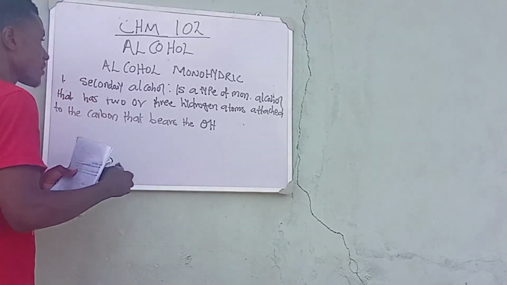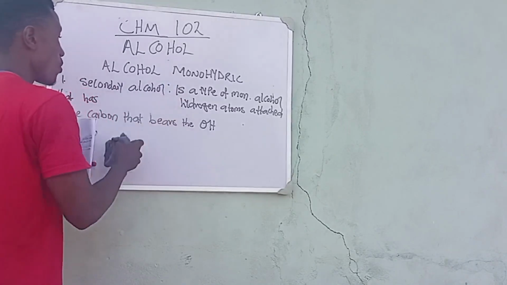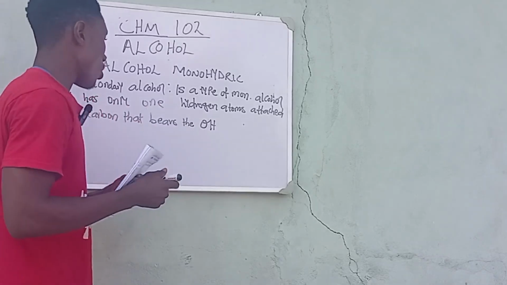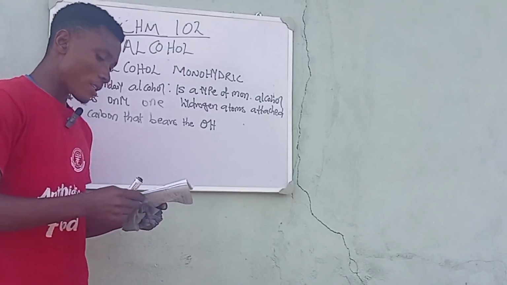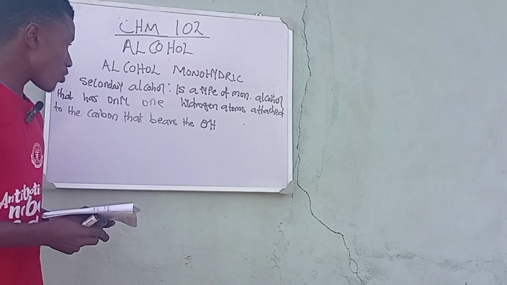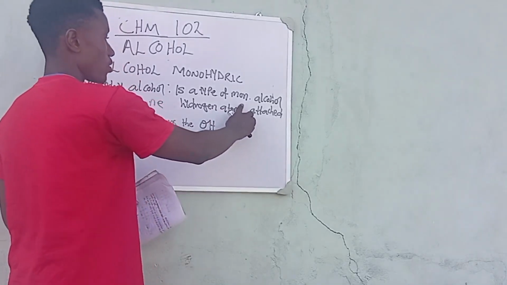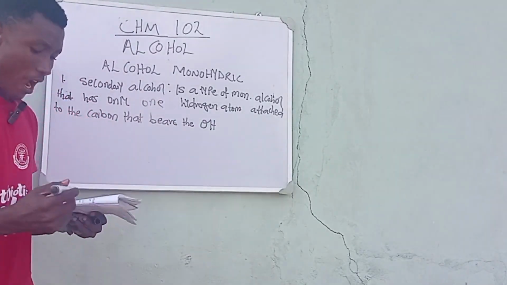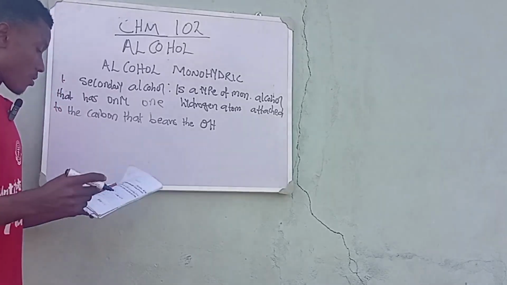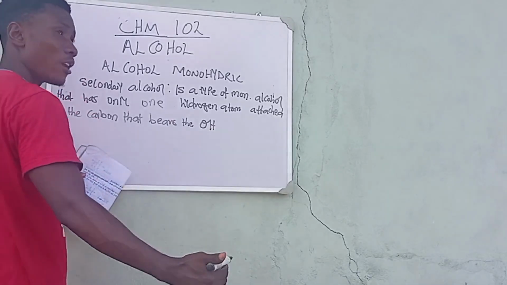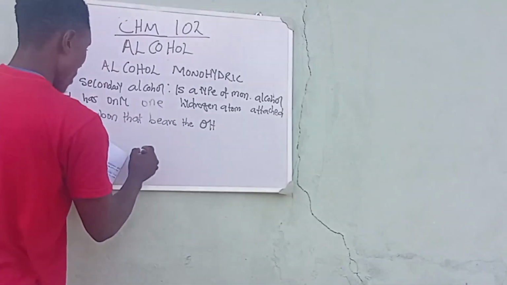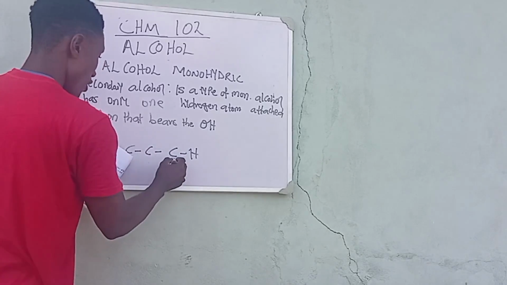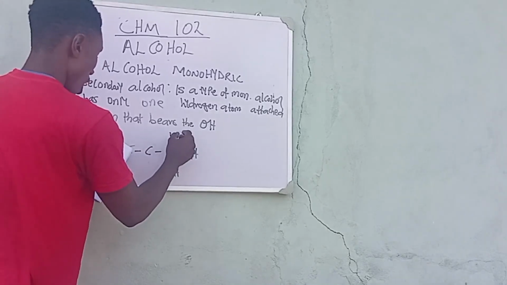So we are going to clean the 2 or 3. We are going to say that it has only 1 hydrogen atom attached to the carbon that bears the word OH. I'm going to clean atoms because it's just 1. So we are going to have a compound which we are going to name in order to understand what I am saying. So we have our C, and we have our C and our C, where we have our H, and we have our H and we have our H.